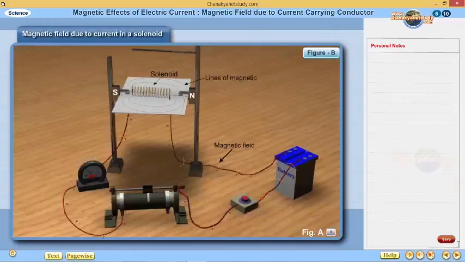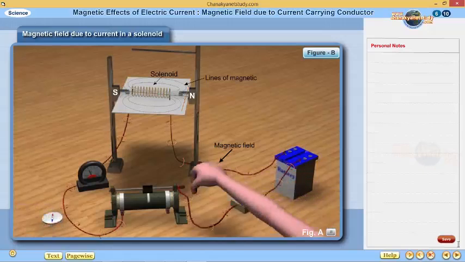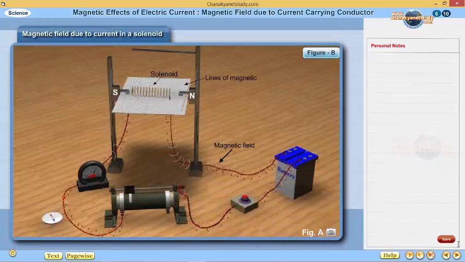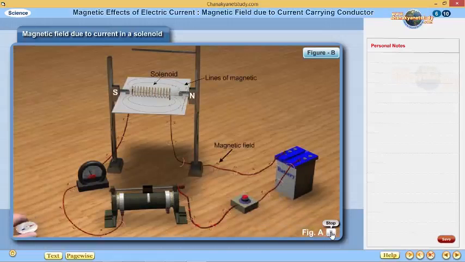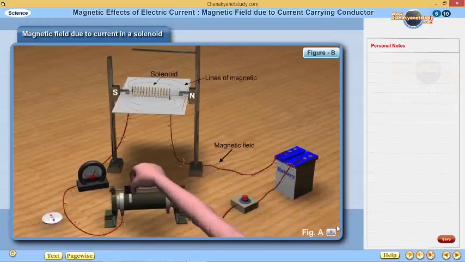Magnetic field due to current in a solenoid. A coil of many turns of insulated copper wire wrapped in the shape of a cylinder is called a solenoid. The magnetic field lines in a solenoid through which current is passed are shown in figure. These lines are similar to those of a bar magnet as shown in figure B. One end of the coil acts as south pole and the other end as north pole.